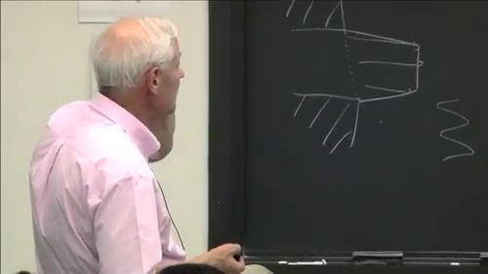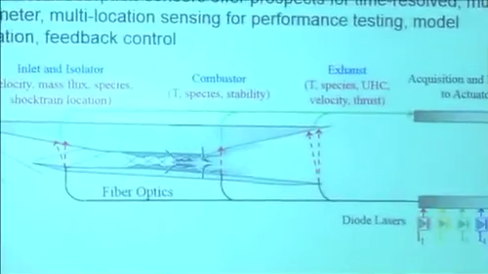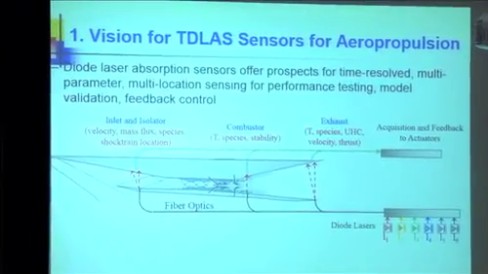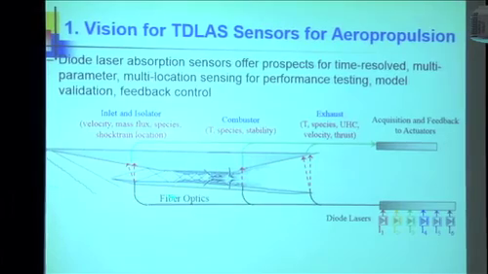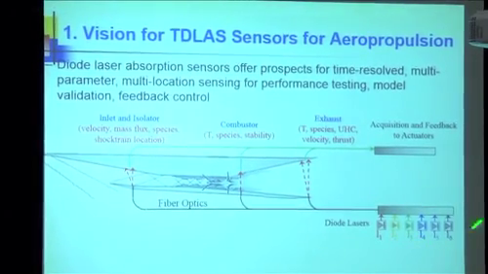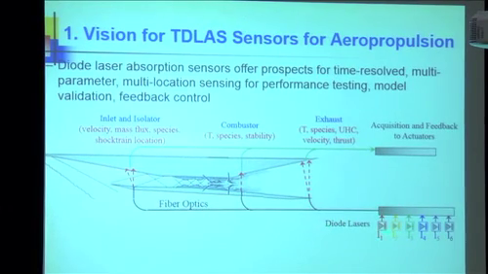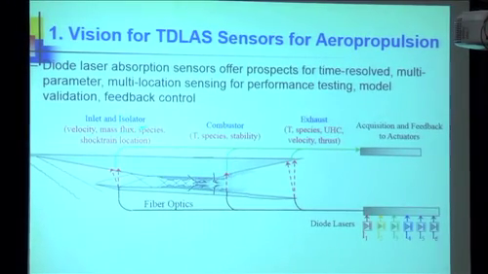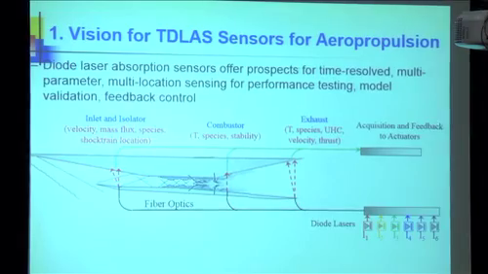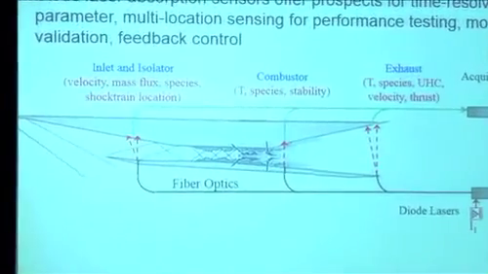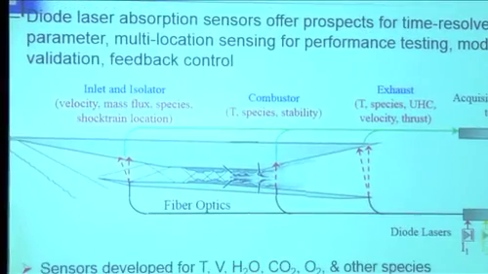But this has been my vision of how this could work in aero propulsion. I don't remember if I showed this on day one or not, but this is kind of a cartoon of a scramjet. And the idea is that you use different colors, different wavelengths for different species and different parameters. And you could probe by optical fiber different places in the engine and measure mass flux and thrust and species and temperature and so on. Or you can measure the health of an engine by measuring the appearance of some metal atom that's coming off the walls that are too hot.